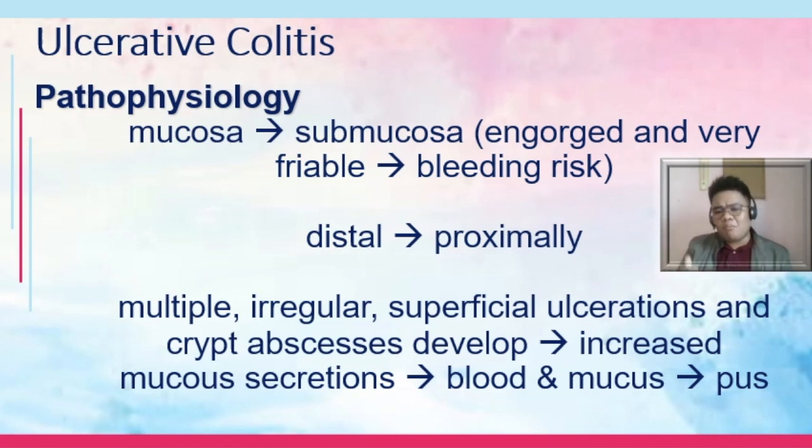And then because of the multiple irregular superficial ulcerations and the development of your crypt abscesses, there is increased mucus secretions. And with this increase of mucus secretions, blood and mucus and pus are clearly visible in the stool of the patient. Later on, as the inflammation progresses, some areas of the bowel slough off.